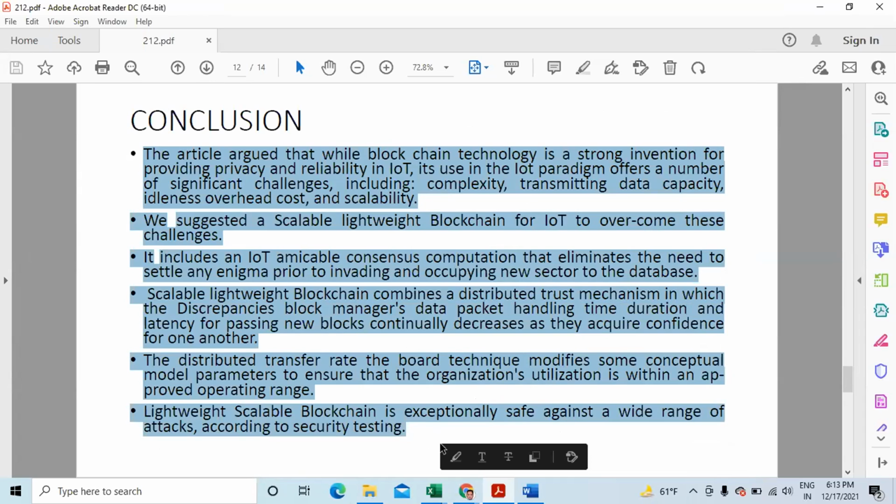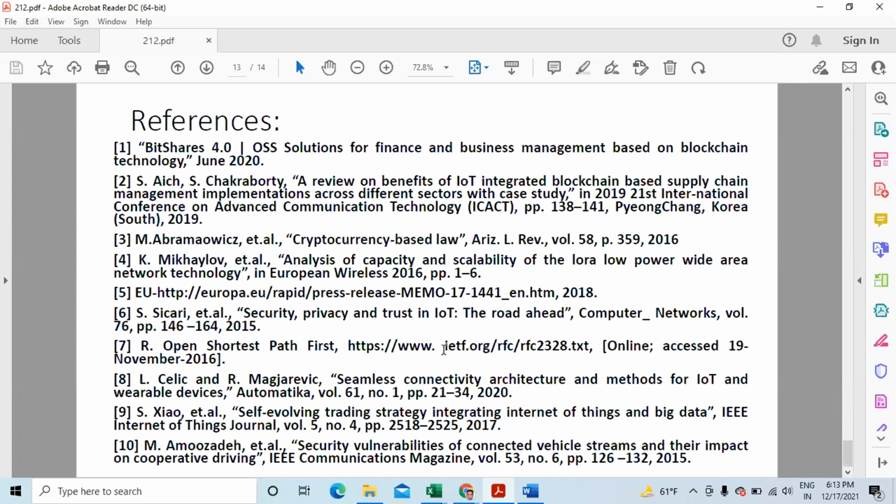And it also includes an amicable consensus computation that not only eliminates the need to settle any enigma prior to invading and occupying a new sector in the databases, but also combines a distributed trust mechanism in which the discrepancies block manages per data packet handling, time, duration, and latency. It is exceptionally safe against a wide range of attacks according to our security testing as well. So these are the references that we have taken up.